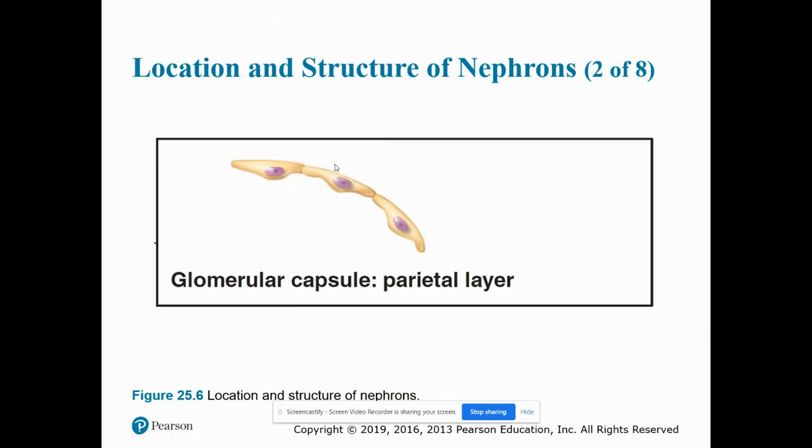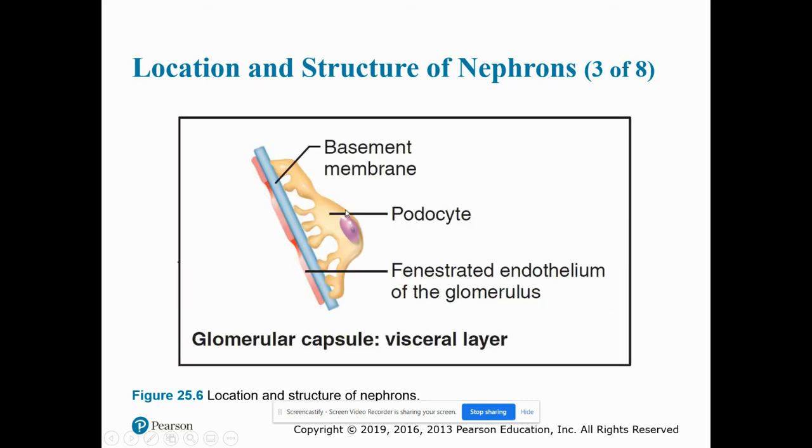When looking at the glomerular capsule, there's the parietal layer, and remember this is composed of simple squamous epithelium, and this is not going to play a role in filtration. The visceral layer has these podocytes, these branching epithelial cells with these foot processes. Between these little foot processes, we find the slits. And this is going to allow filtrate to pass through.